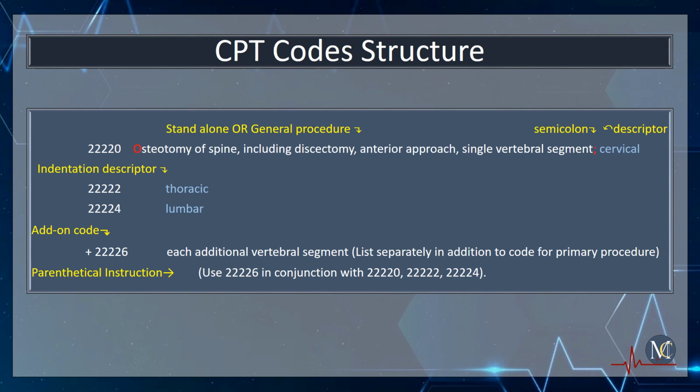In the primary code, the procedure is performed on the single vertebra only. For each additional vertebra, an add-on code is required, which is used along with the primary code. In summary, primary codes are designated for different vertebral regions and add-on codes are used for additional vertebrae. Let's understand this with the procedure with two different scenarios.